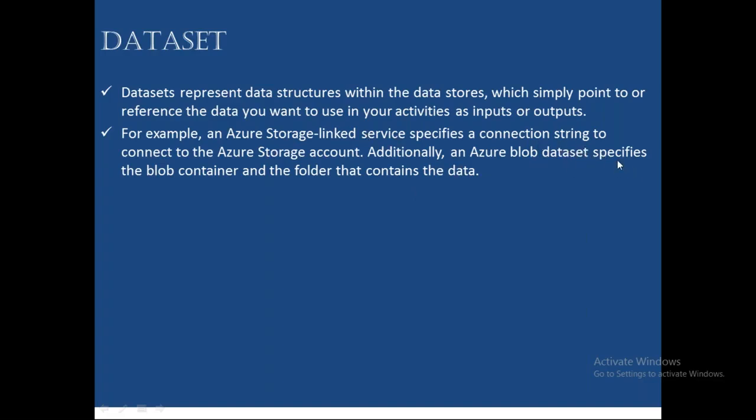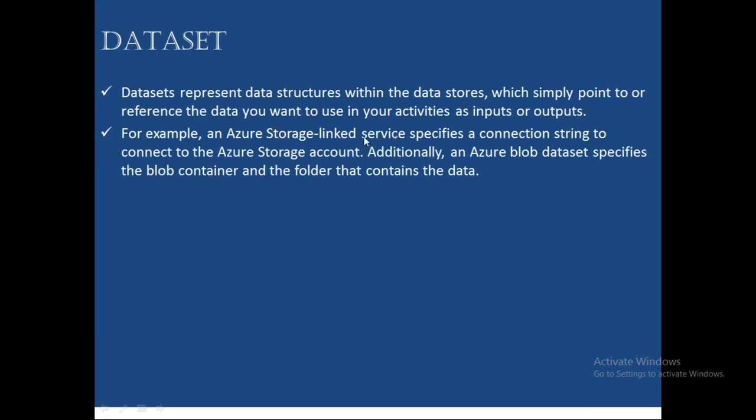We have the next one, dataset. What is the dataset going to do? Dataset specifies the blob container and the folders that contain the data. So a container is nothing but a main folder. Inside that you will have a subfolder, and inside that another subfolder. So inside blob storage, the dataset specifies the blob container and the folder that contains the data. So that particular folder you need to reference.